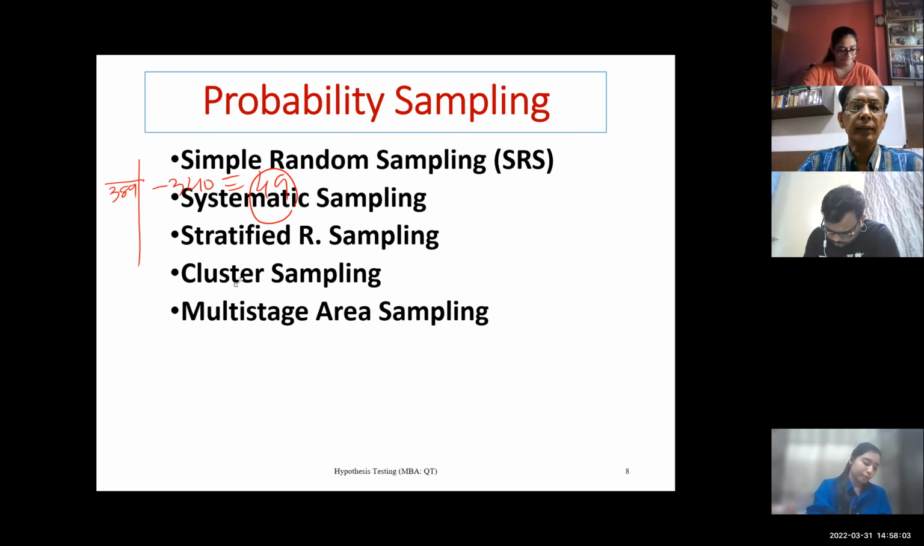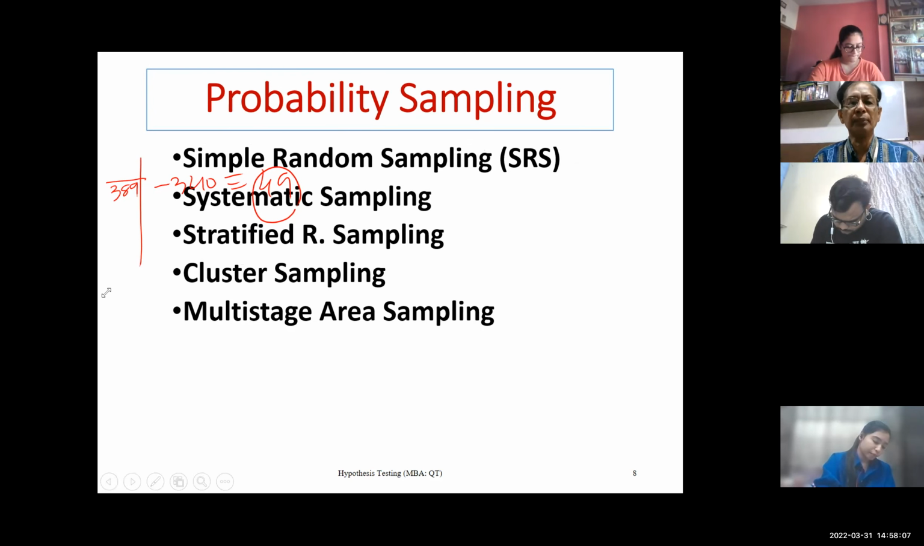Last one, multi-stage area sampling, is used when you have a huge geographical area for coverage and you divide the geographical area stage by stage. Say, for example, state, then district, then blocks. If you divide stage-wise and then select randomly, that is called multi-stage area random sampling. All of you should remember this is part of random sampling.